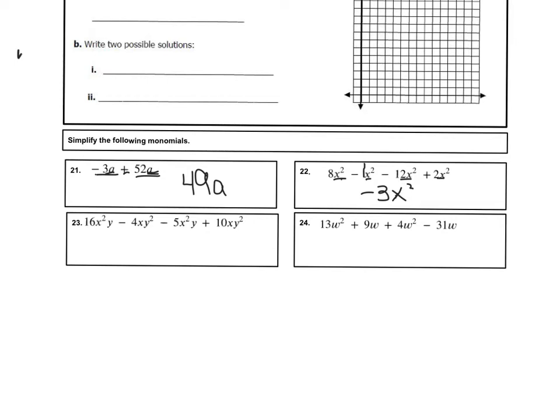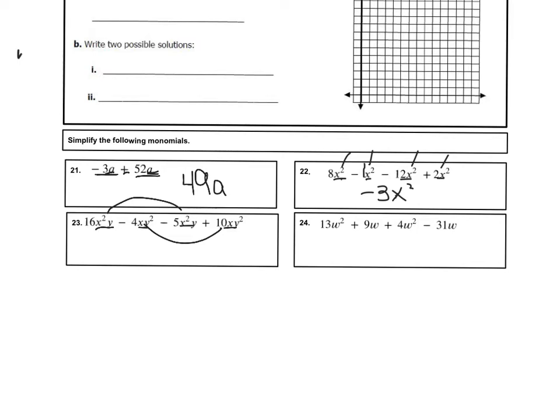Alright, so we have negative 3, so we have negative 3x squares. They all had x squared and x squared only. If one of them had like a y with it, then we could not combine it with the others. Alright, look at 23. This one's got x squared y, but this one's got xy squared, so they're not alike. This one has x squared y, so it goes with this one. This one has xy squared, so we're going to combine it with that one.